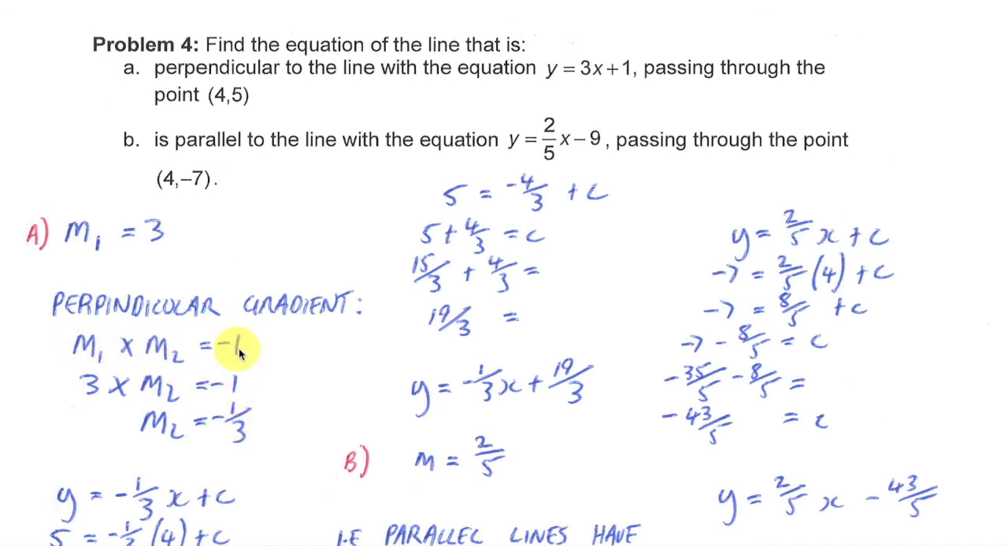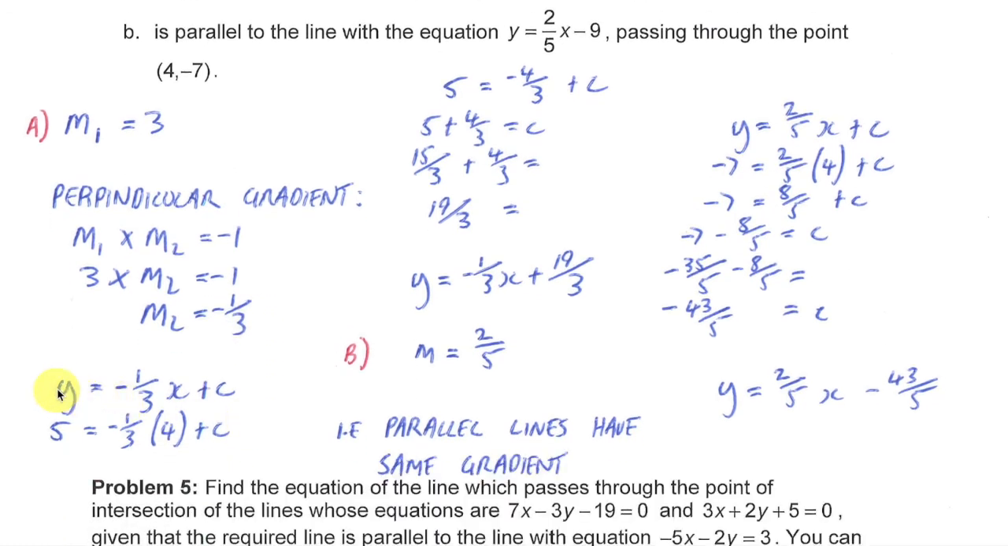And you can use this rule here, or just appreciate that it's always going to be the negative reciprocal. So turn whatever that gradient is upside down. So we can think of this as being 3 on 1. So if you flip that upside down, we're going to get 1/3, and then change the sign to get negative 1/3. All right, so the equation is going to be in this format: y equals negative 1/3 of x plus c.